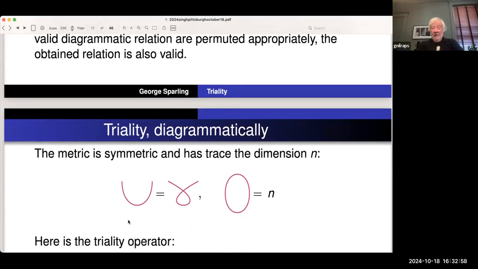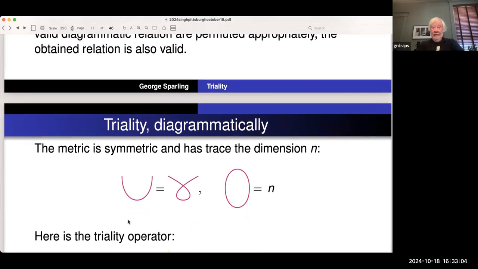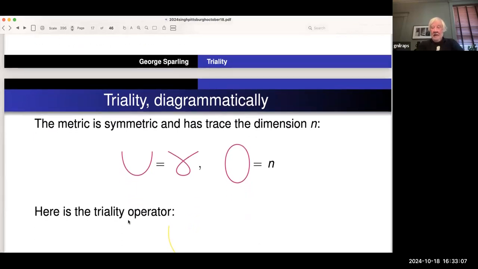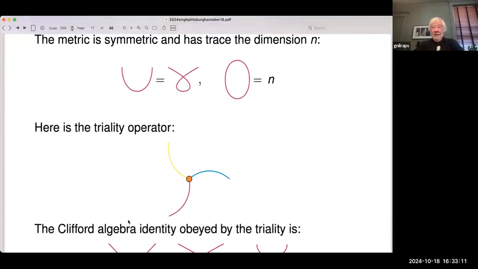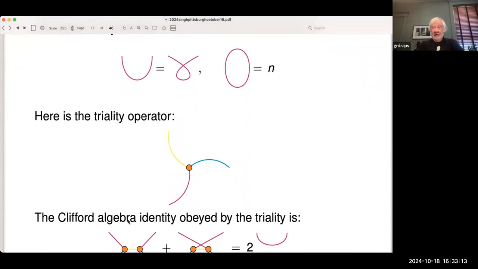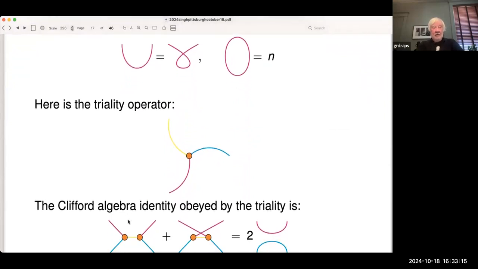So here's the metric, for example. This is in magenta, but there would be a yellow metric obeying the same relations. And the dimension for this is going to be the same for all three. This is what the triality operator looks like. If anybody doesn't understand what's going on, just ask me, okay?